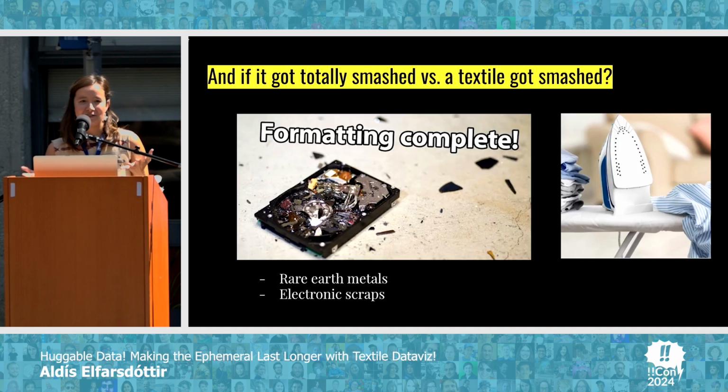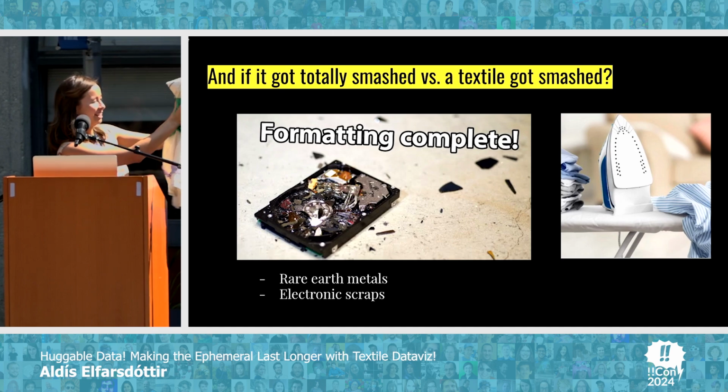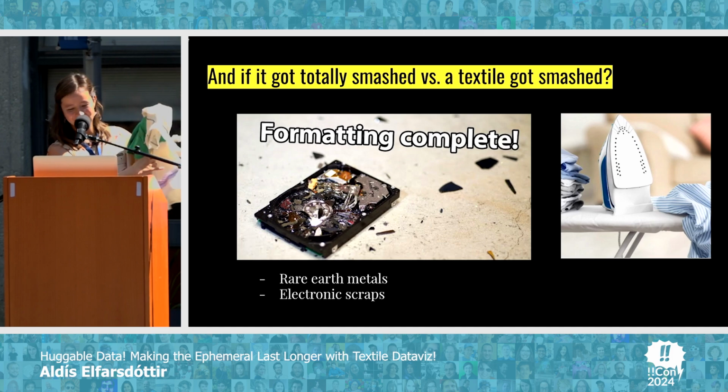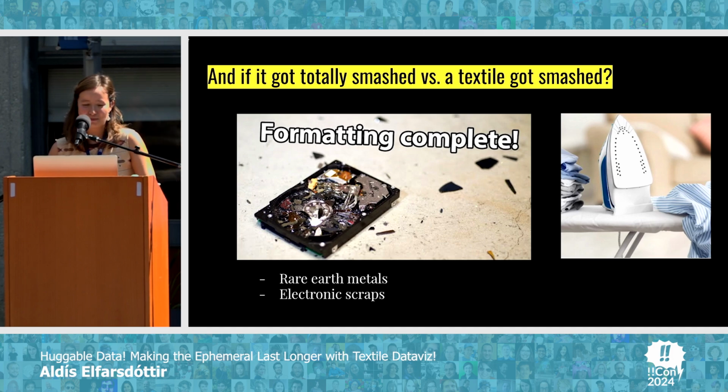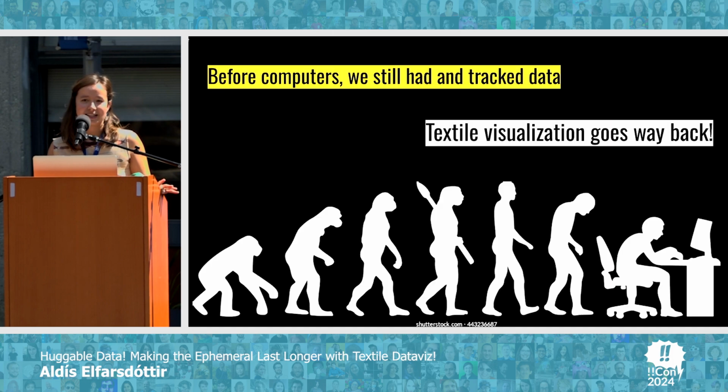Also, what would we do if our hard drives got smashed? Well, we'd be left with a pile of electronic scraps and rare earth metals, probably not the memories we were looking for. Whereas if this just got smashed, I can iron it out and take a look at my PhD data again. All right, so all of this builds up the case for looking back into the past at what our ancestors did to take our data out of our computers and into textiles, before computers even existed.